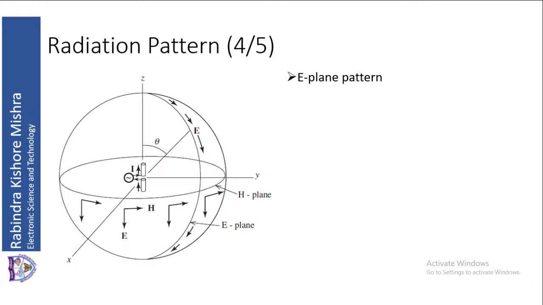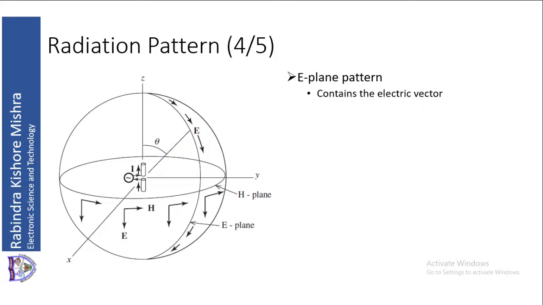On the spherical surface, you can see the E plane, the direction of the electric field, and the direction of the magnetic field. The plane that contains the orientation of the magnetic field is called the H plane. The plane that contains the orientation of the electric field is called the E plane.